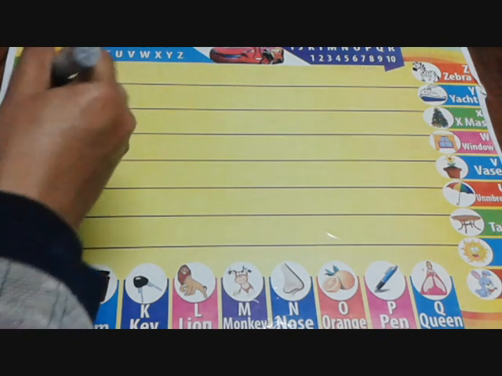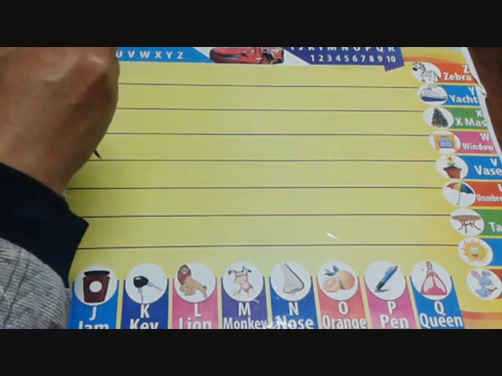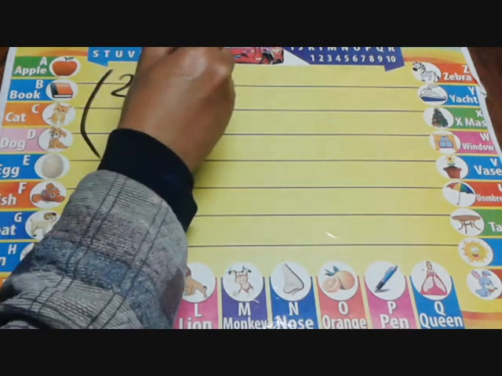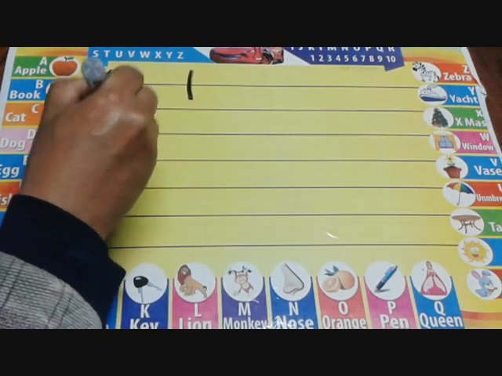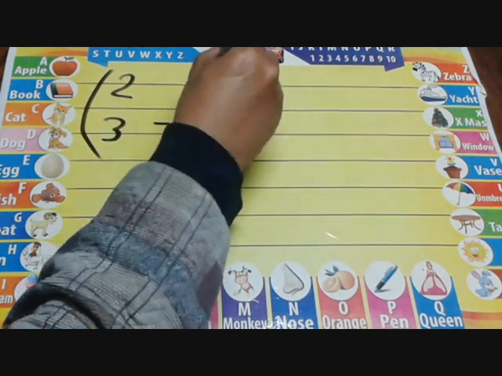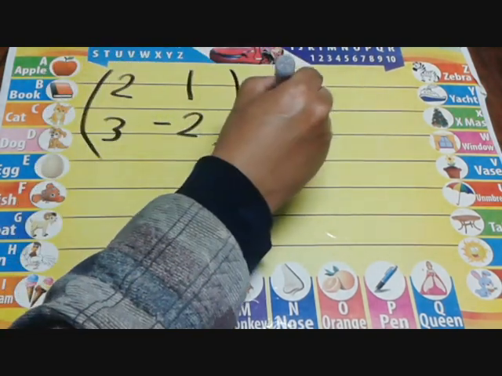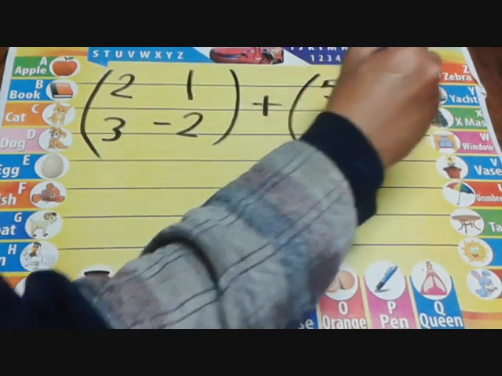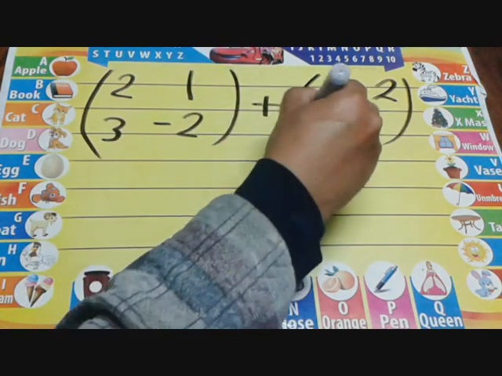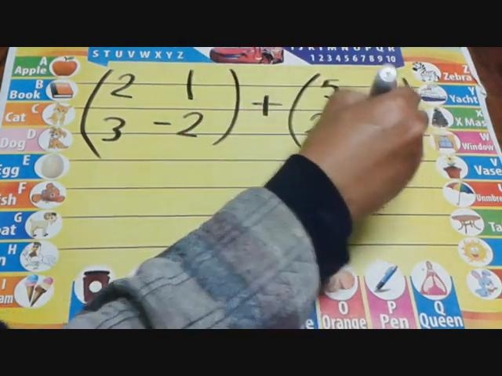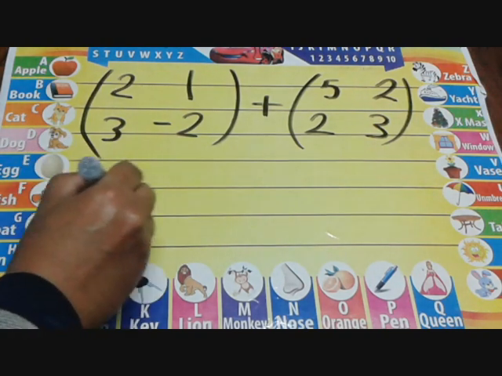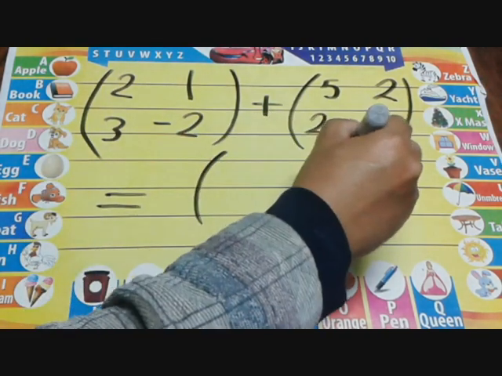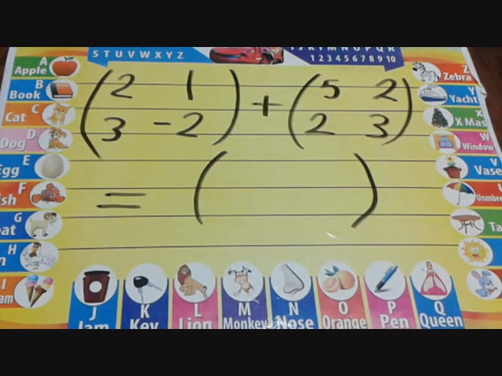We have a matrix like this. Matrix 2, 1, 3, -2, plus matrix 5, 2, 2, 3. This equals what? Add the corresponding elements.